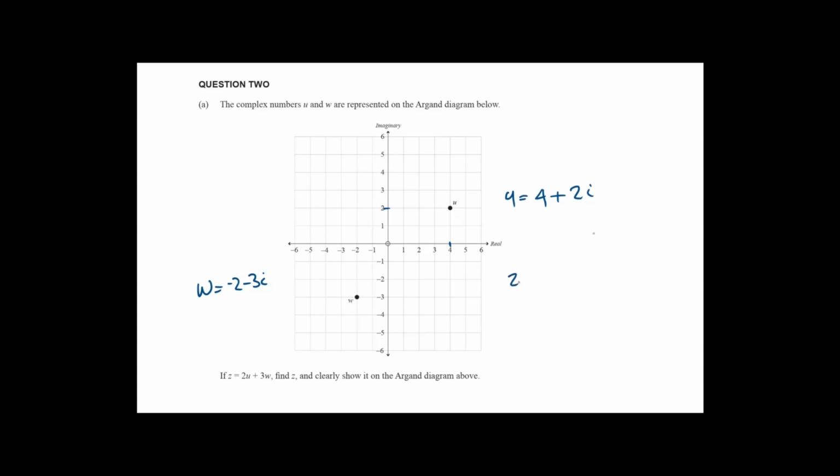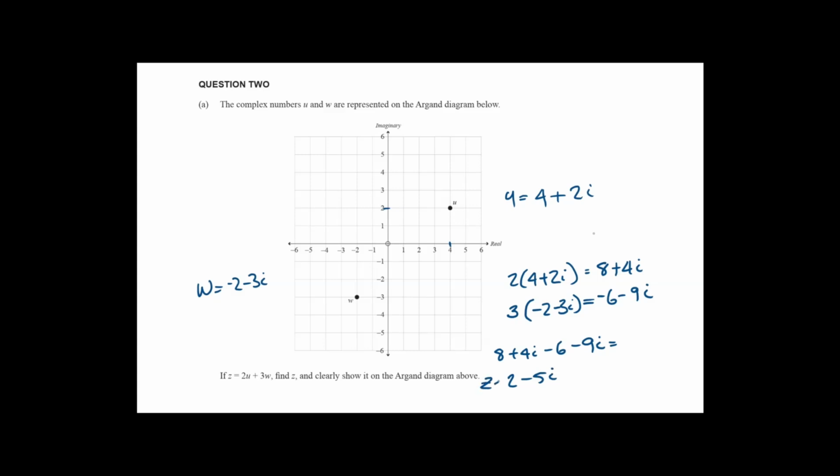So 2 times 4 plus 2i is going to be equal to 8 plus 4i, and 3w is going to be -6 minus 9i, and they want us to get these together. So 8 plus 4i minus 6 minus 9i. It's like I just did them all on one line. So it's going to be 2 minus 5i.